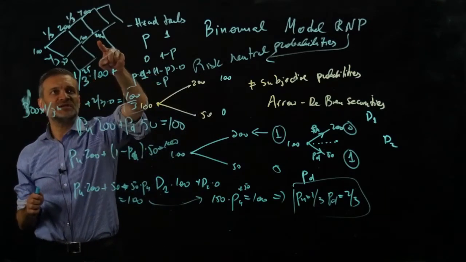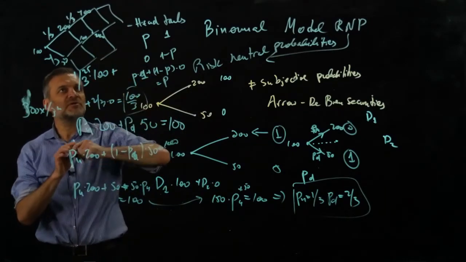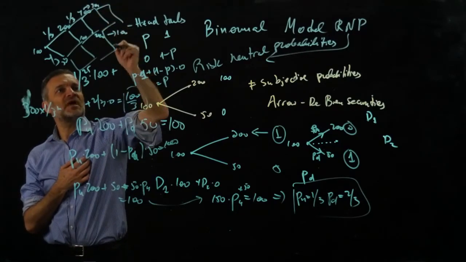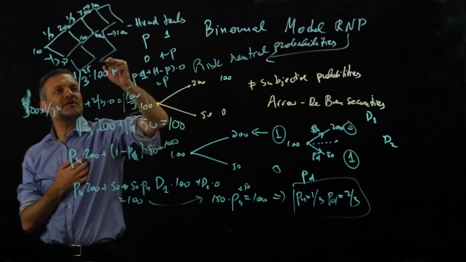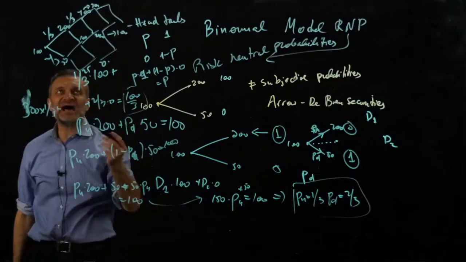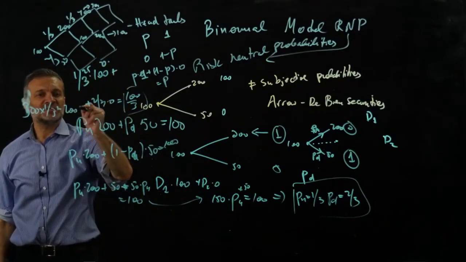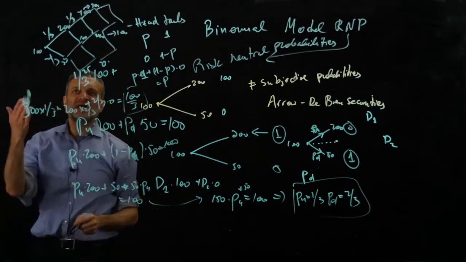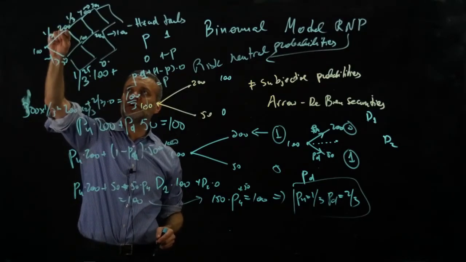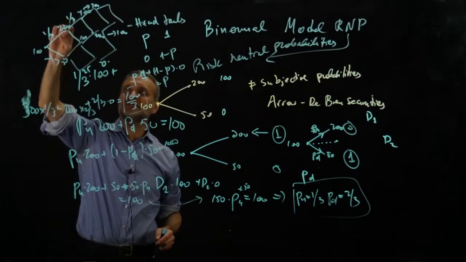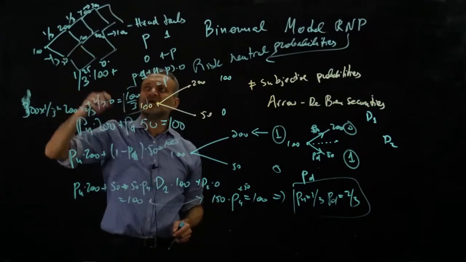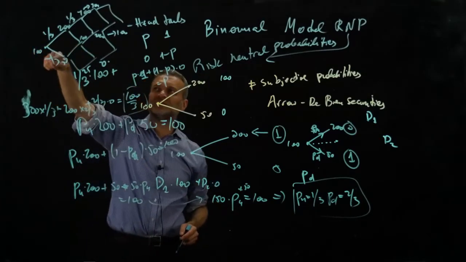Here is 100, and here is going to be, let's say, 25. So here, your payoff is going to be 300. Here is going to be 0, and here it is going to be 0. Okay, so it's 300 times 1/3 plus 200 times 2/3. Whatever you get here, this is your price at this node. All right? And then you discount back once again.